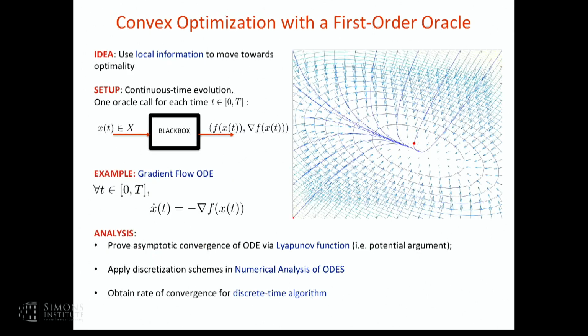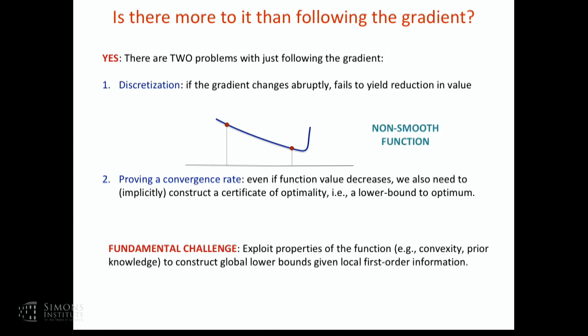Okay, so when I started to look at this, the first thing I thought about was, gradient flow seems great because it makes you move in a direction that always reduces the function value. So why should we do anything else than gradient flow? Well, the corresponding discrete algorithm is gradient descent. And there are a few arguments why gradient descent and gradient flow do not cut it.